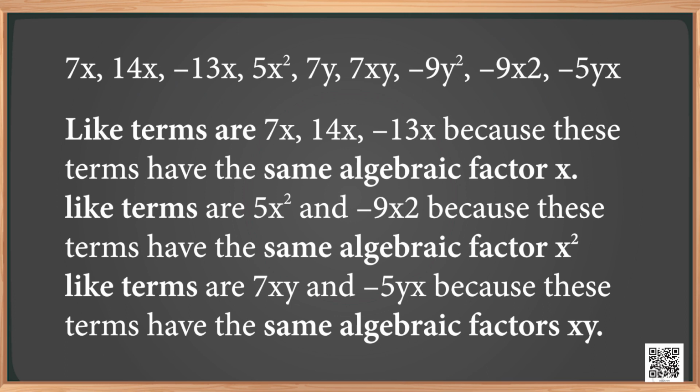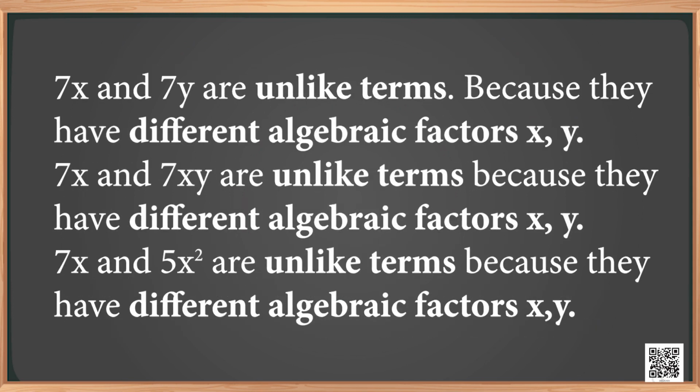5x square, minus 9x square are also like terms, because these terms have the same algebraic factor x square. 7xy, minus 5yx are also like terms, because these terms have the same algebraic factors x, y. 7x and 7y are unlike terms, because they have different algebraic factors x, y. 7x and 7xy are unlike terms, because they have different algebraic factors x and x, y. 7x, 5x square are unlike terms, because they have different algebraic factors x, x square.